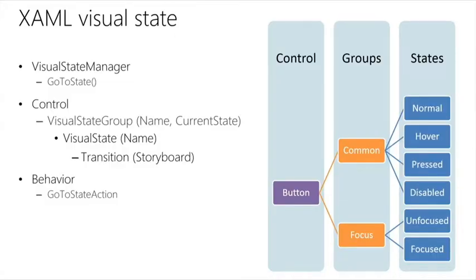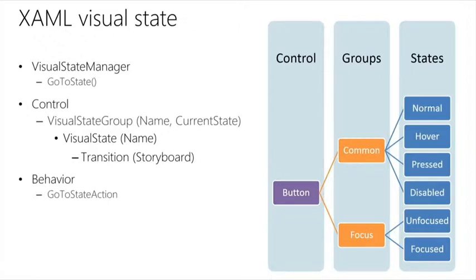So anyway, here's the button. So the button has two groups of states. That's because it can have some of them at the same time. So look at the common group. The common group is what you would expect in a button, like normal, when nothing's going on. Hover, sort of like the CSS hover. Pressed and disabled. So a button could be in any of those states at any time.